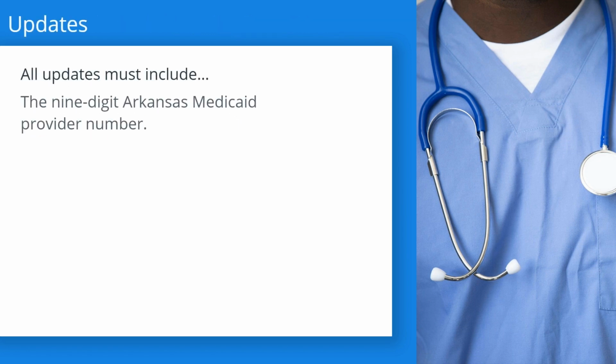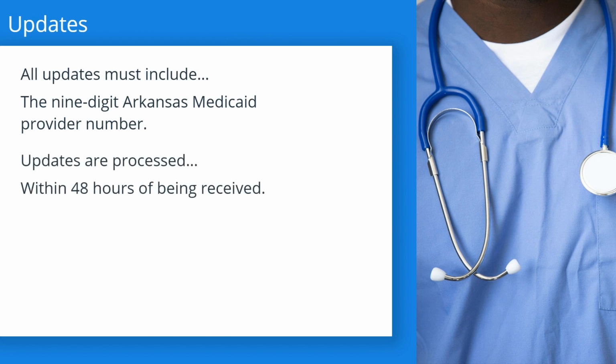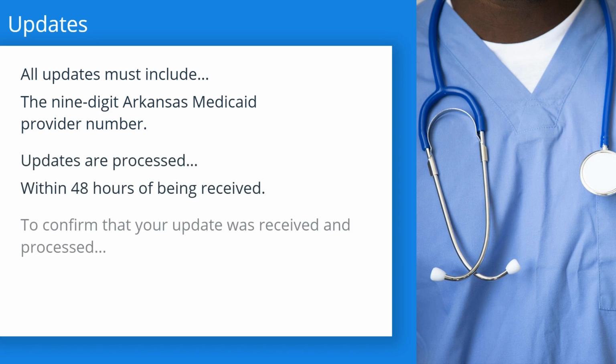Updates. All updates must include your 9-digit Arkansas Medicaid provider number. Updates are processed within 48 hours of being received. Provider Enrollment does not send update confirmations. To confirm that your update was received and processed, you must follow up with Provider Enrollment.